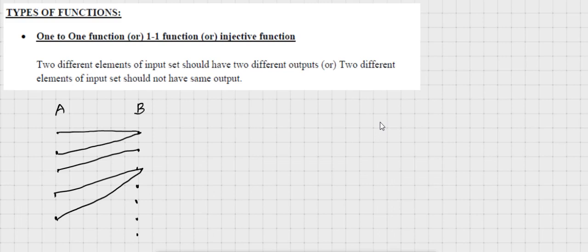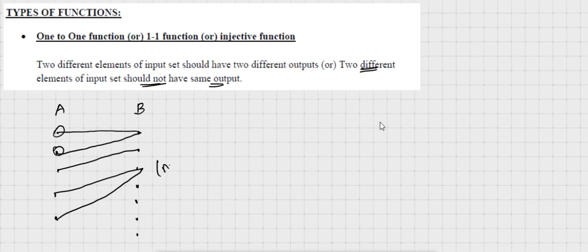Why is it not a one-to-one function? Here this element and this element were different, but see their outputs, they were the same. Here the condition is that two different elements should not have the same output. That is the condition for a function to be one-to-one. So this is not a one-to-one function.